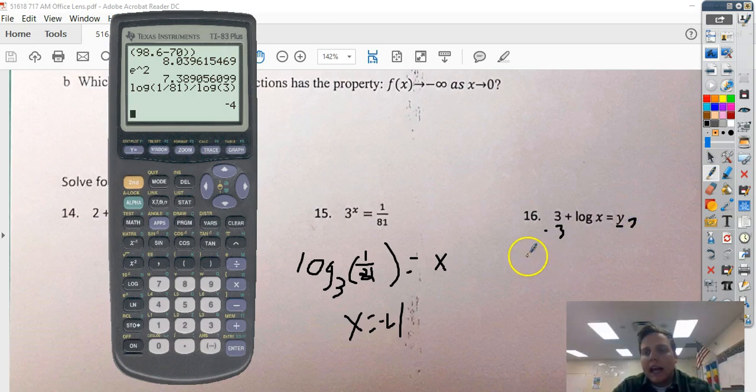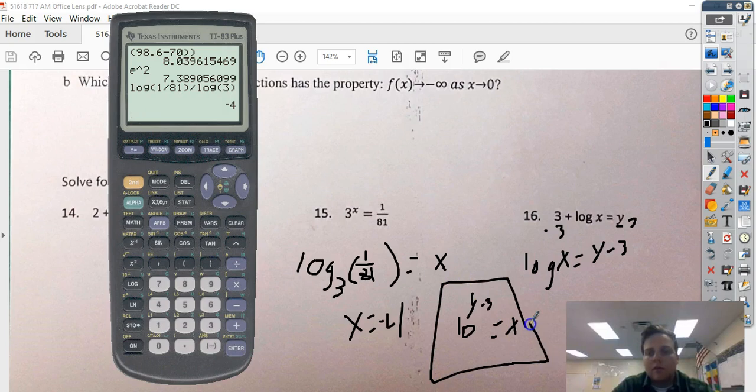Now, I can't actually subtract y and 3. That doesn't give me anything, so I just leave it as y minus 3. Now, what is the understood base if you have log x? That's right, it's 10. So I'm going to say 10 raised to the y minus 3 equals x. And bam, I've solved for x. I got x by itself. Okay, that's all she wrote.